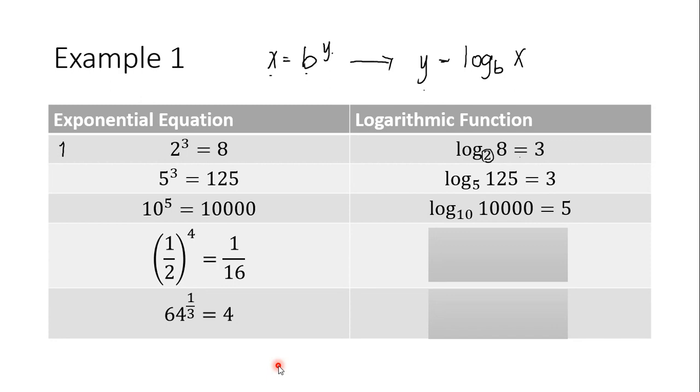So we have the logarithm of 10,000 to the base of 10 is equal to 5. We're not just trying to transform an exponential equation here. I want you also to know how we're going to read a logarithmic function. Okay? Number 4 example, we have the quantity of 1/2 raised to 4 is equal to 1 over 16. Okay? Miss Yvonne, can you kindly give me the logarithmic function for this?